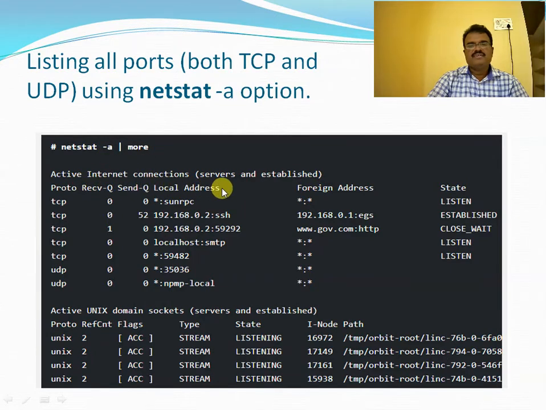So active internet connections, servers and established, everything will be displayed, and active Unix domain sockets, servers and established, are also displayed here with the help of the network statistics command. So here it is also displaying local address and foreign address and state.